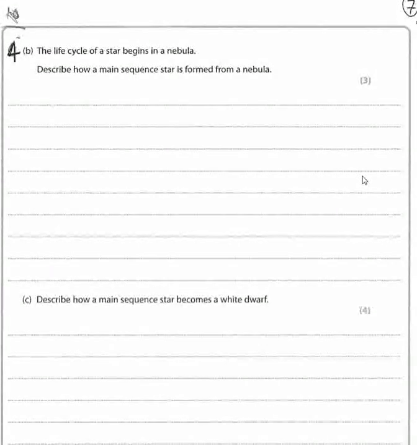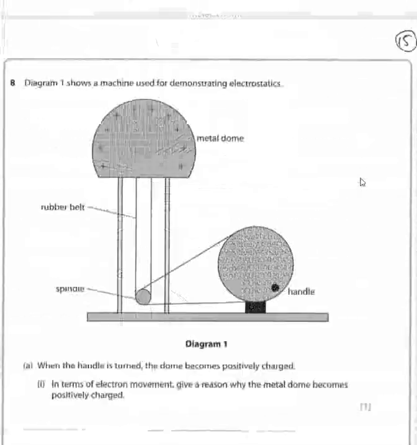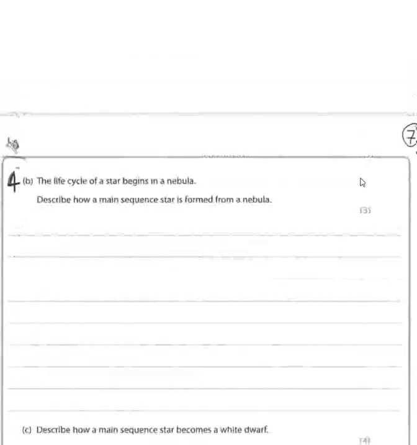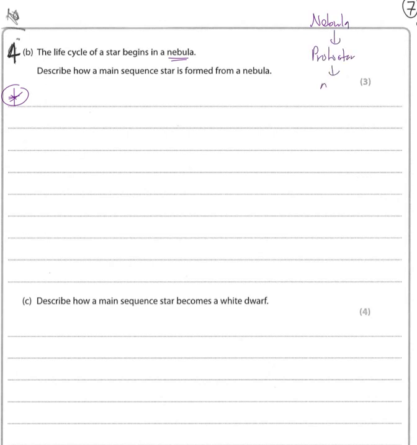Now we're talking about our nebula. Nebula is very straightforward. Now let's take a look how far we are. Okay, yeah, we're nearly done, so no problem at all. Let's do this as quickly and efficiently as possible. Okay, nebula. Now, how do we get from a nebula to a star? Okay, now we know we have a nebula, and then we have a protostar, and then we have a main sequence.